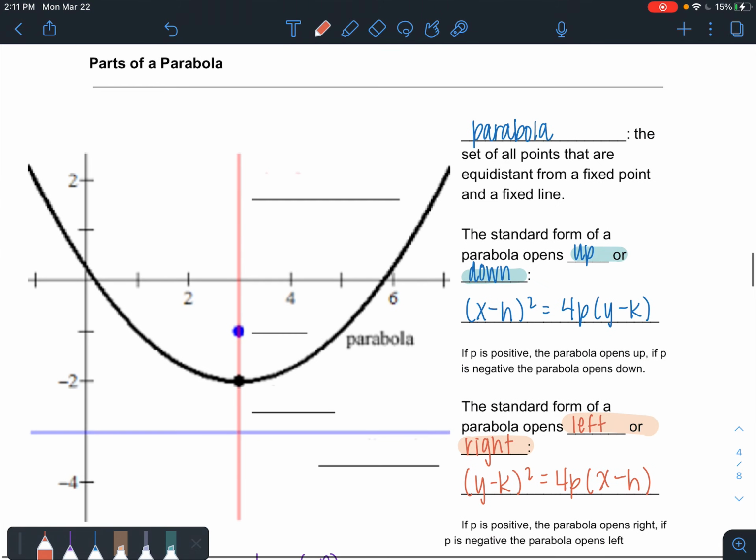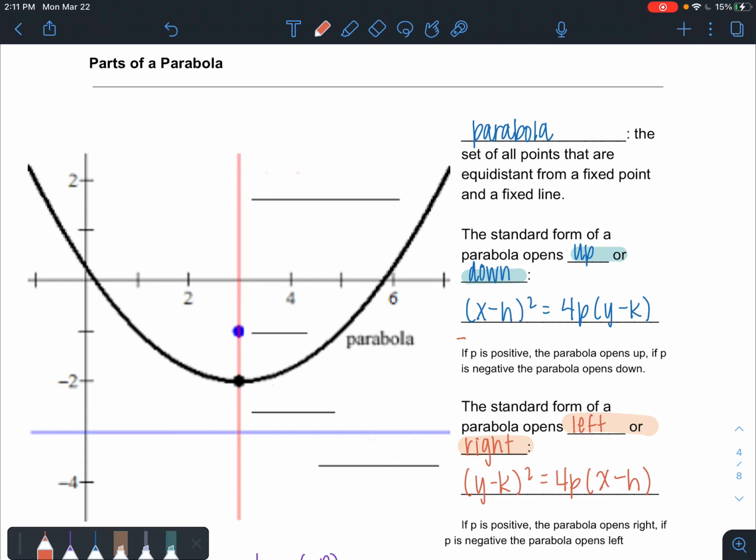So, let me find the beginning here. First let's start with the parts of a parabola. A parabola is the set of all points that are equidistant from a fixed point and a fixed line. So if I were to take this focus and kind of project it all over, it would be the same length. The standard form of a parabola that opens up or down is (x minus h) squared equals 4p times the quantity (y minus k).